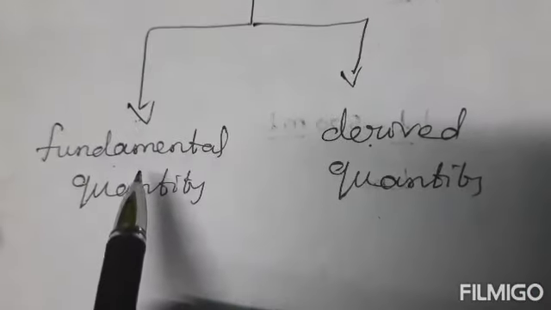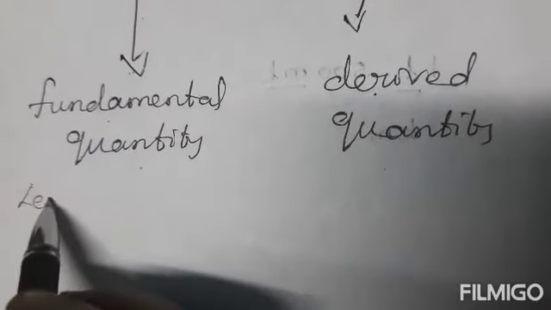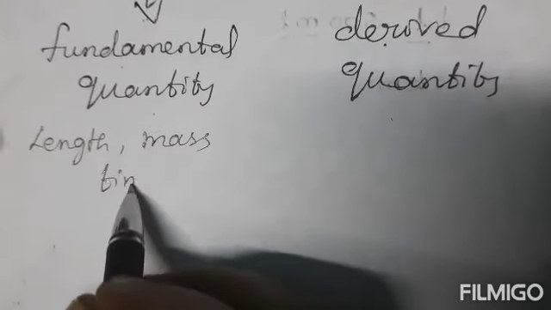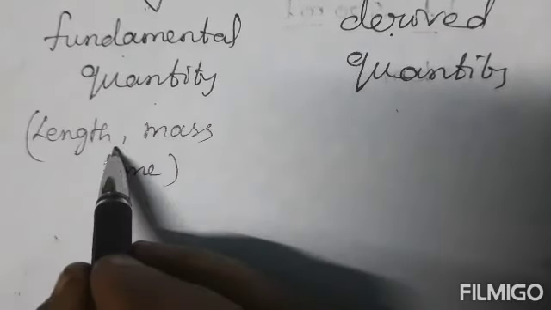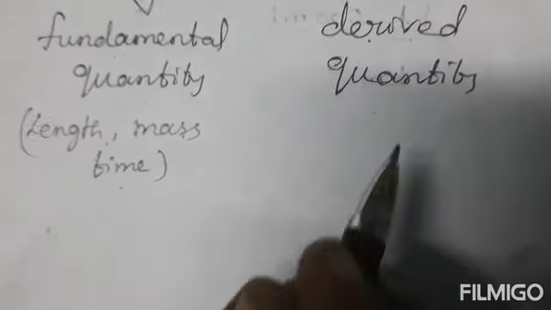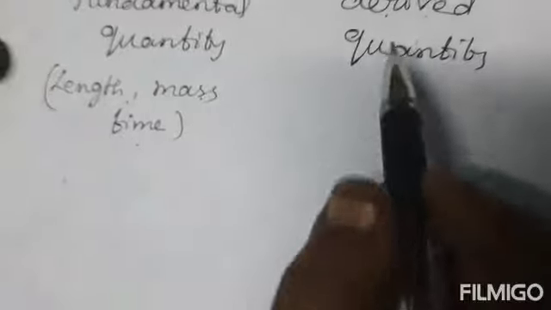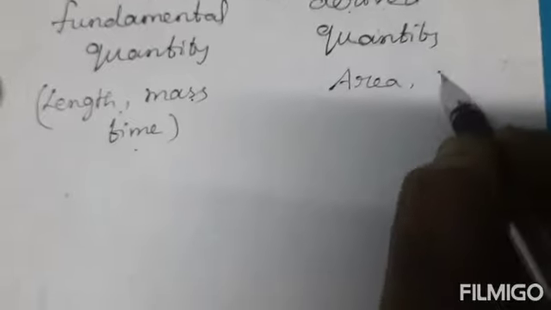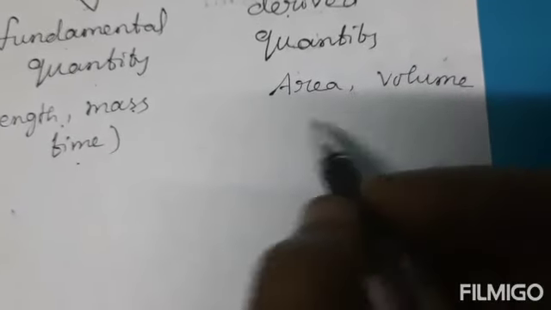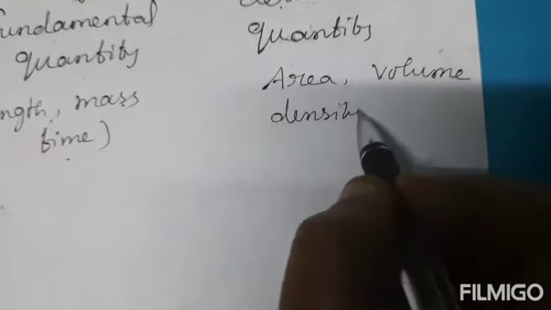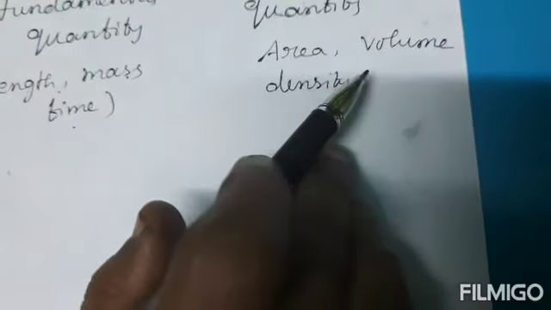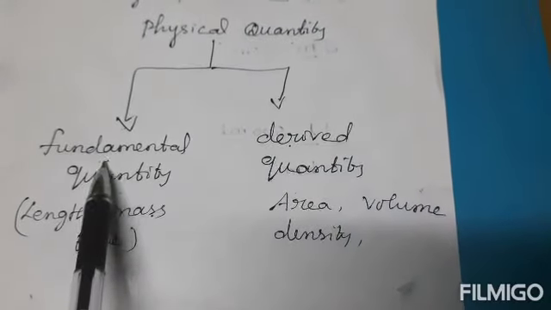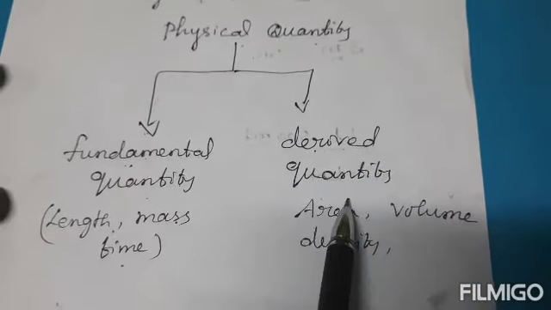First, the example for fundamental quantities: length, mass, time. What's the example for derived quantities? That is area, volume, density, etc. Force, momentum, everything is a derived quantity. Okay. Now, physical quantities are classified into two types. What are they? Fundamental quantities and derived quantities.